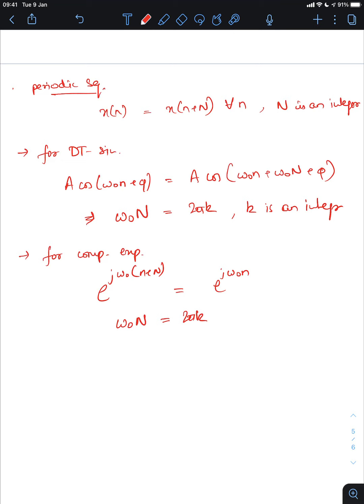So this is all about the basic types of sequences. In the next class, we shall see the definition of discrete time systems and some properties associated with discrete time systems.